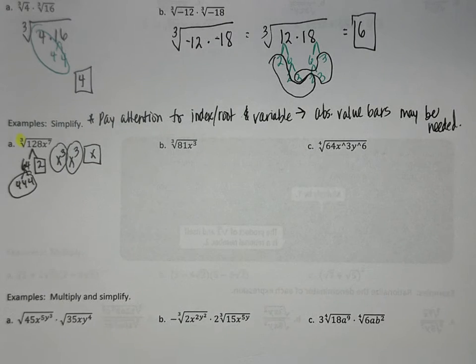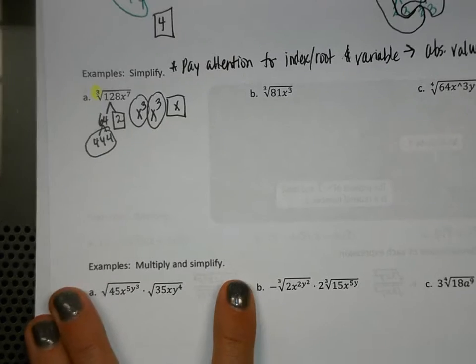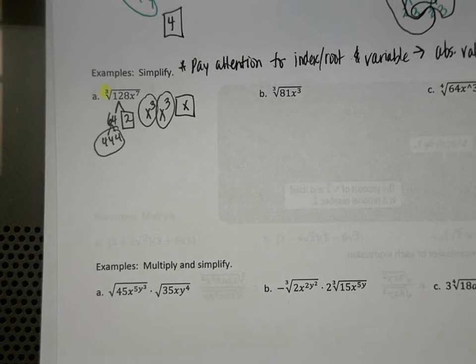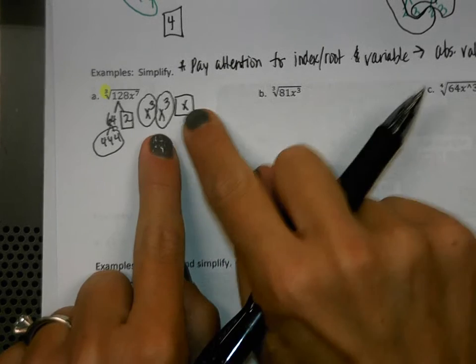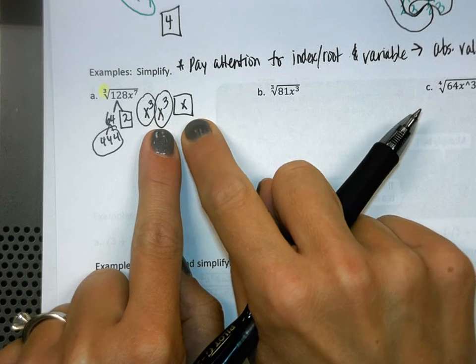So again, all of those numbers should end up adding to be 7, which they do, right? 3, 3, and 1 make 7. So anything that can't make a group gets boxed.